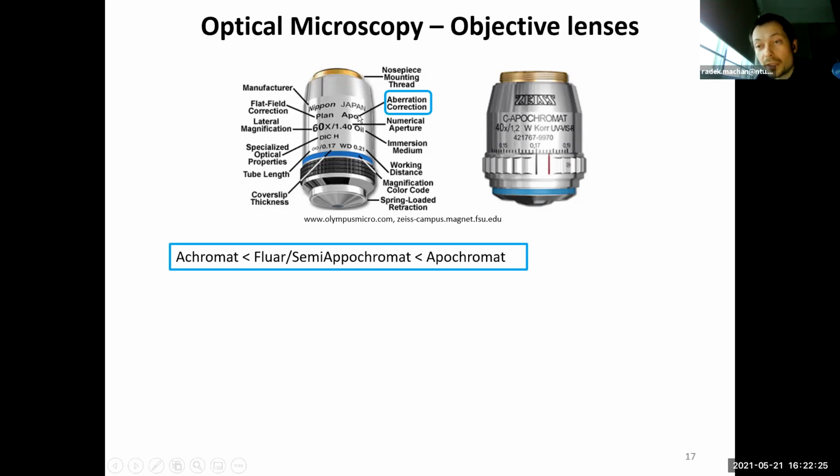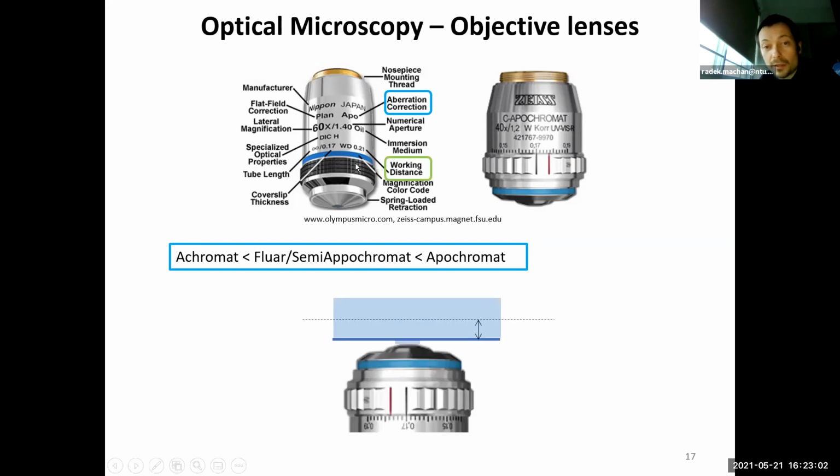This refers to the correction for chromatic aberration. That means how well different colors will overlap in the image. And there are different levels of the correction. Achromat, this is the lowest end. Fluor, fluotar, semi-apochromat, that's the middle range, and apochromat, that's the best correction for chromatic aberration.